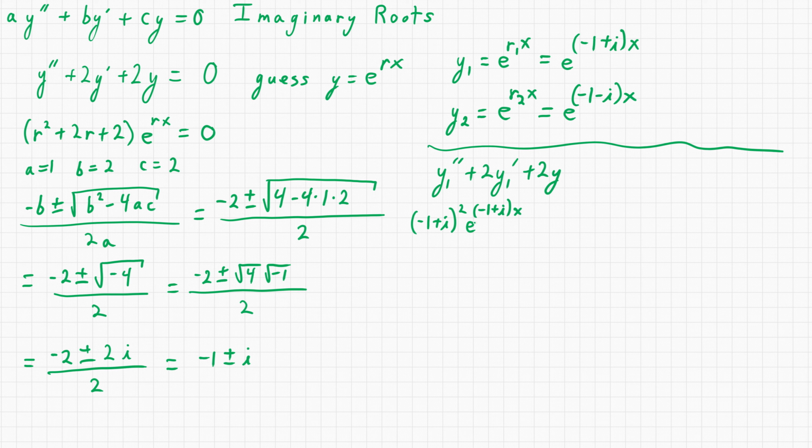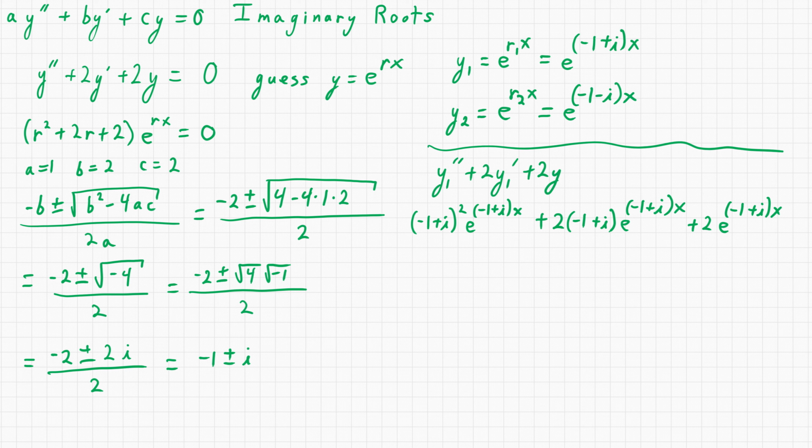So that's the y double prime term, and I've got plus 2 times the y prime term. That's going to be dropping down the exponent once, so it's 2 times negative 1 plus i times e to the negative 1 plus i times x. Then the last term we get plus 2 e to the negative 1 plus i x. We still want to know what this equals.